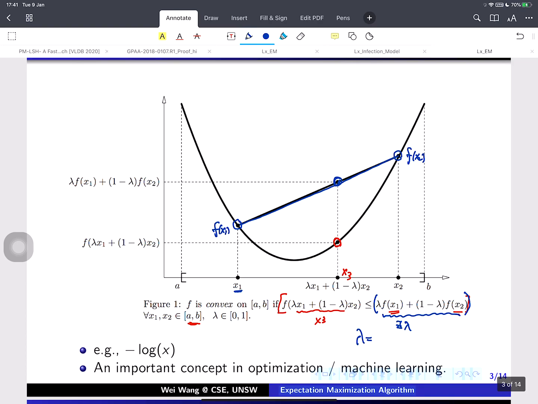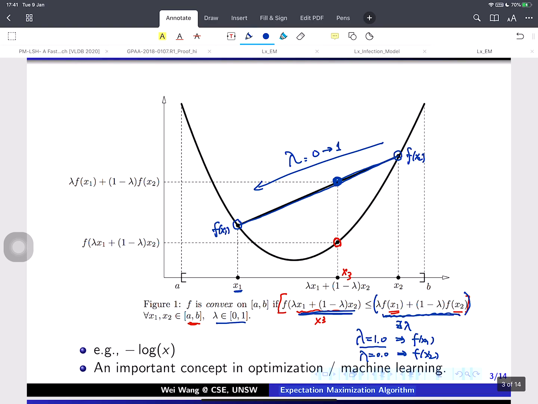For example, let's look at lambda equal to 1.0. By the way, lambda is a number between 0 and 1, so that's the mixing percentage. With lambda equal to 1.0, the whole right-hand side is f(x1), and with lambda equal to 0, it's f(x2). So you can imagine that as lambda changes from 0 to 1, the point moves towards the first point.